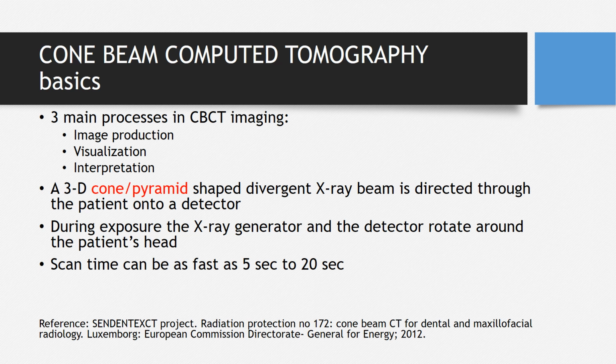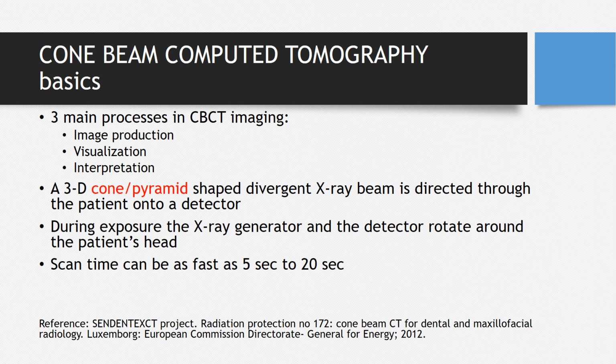The basics you need to understand are that there are three main processes: image production, visualization, and only then interpretation of the image. A 3D cone or pyramid-shaped divergent X-ray beam is directed through the patient into a detector. The detector is the sensor which captures the image. During the exposure, the X-ray generator, that is the source of the X-rays, and the detector, which catches the X-rays, rotate around the patient's head.